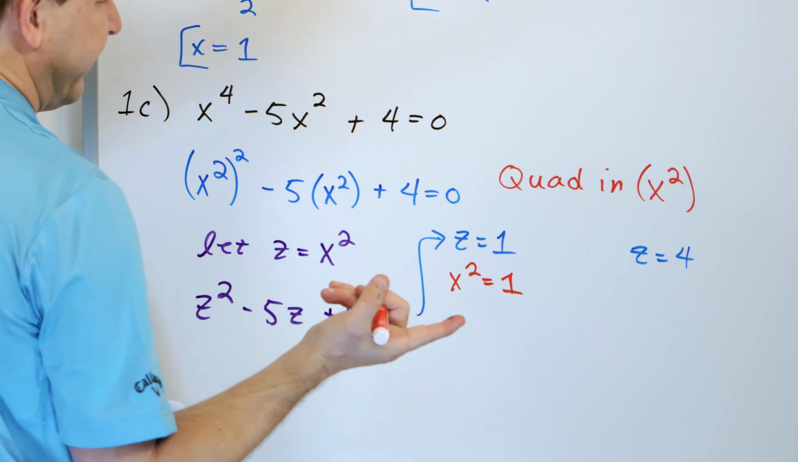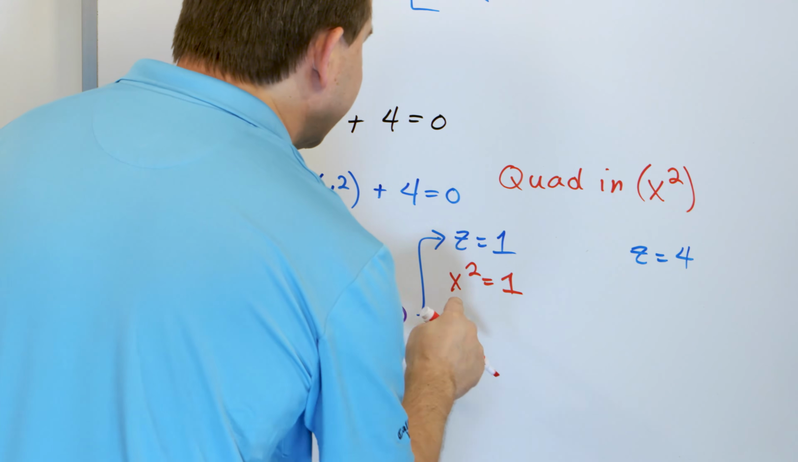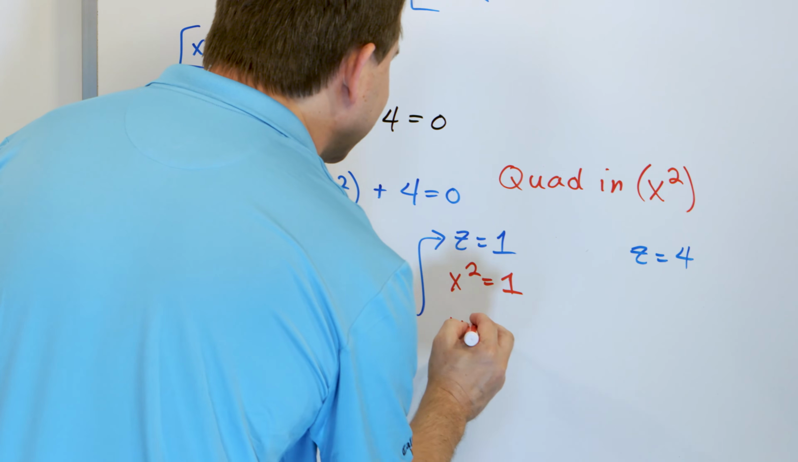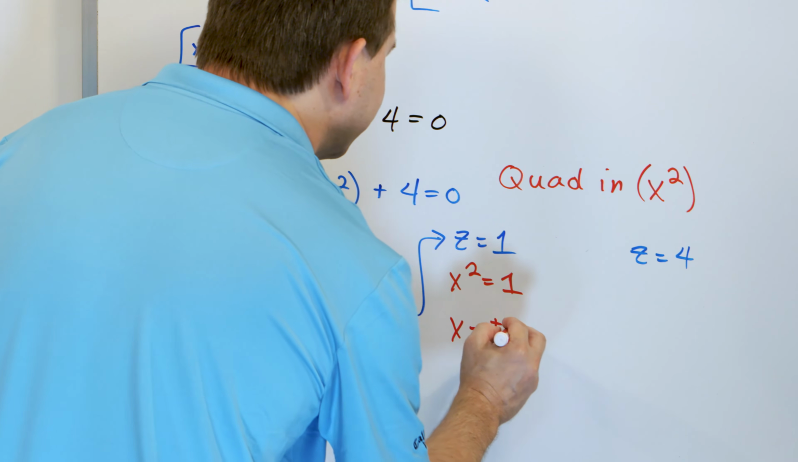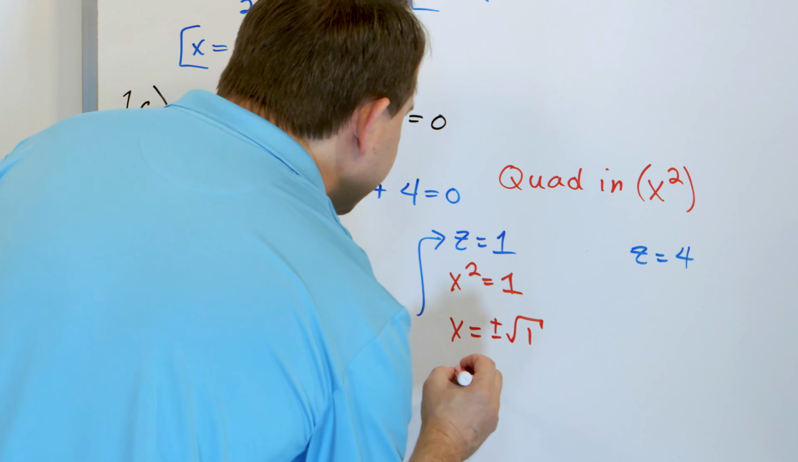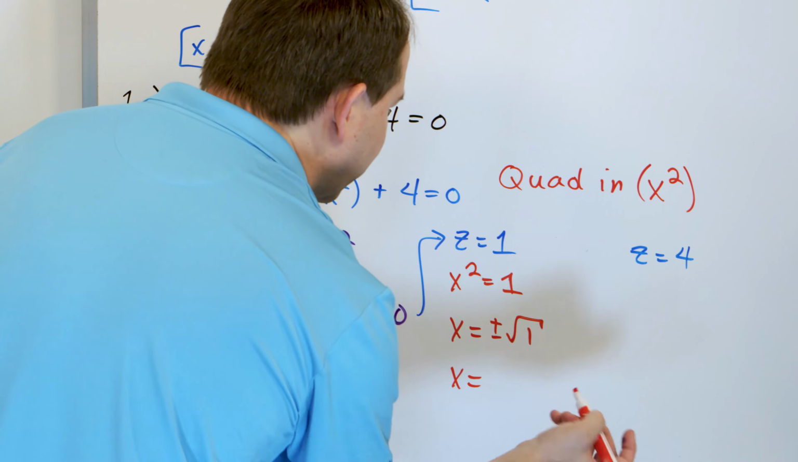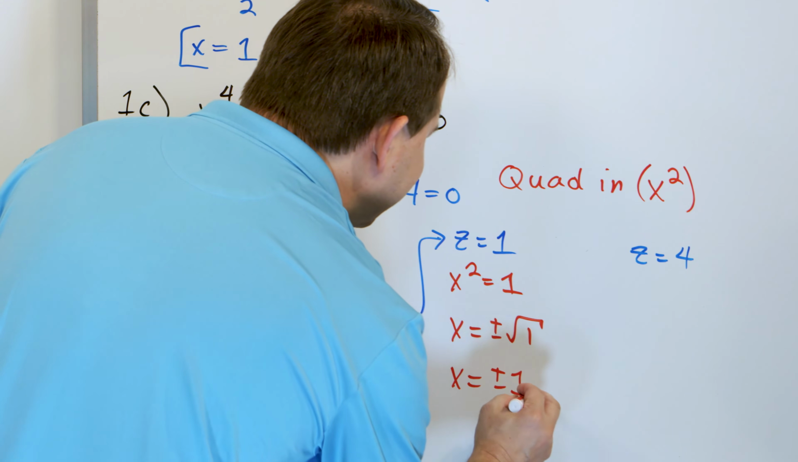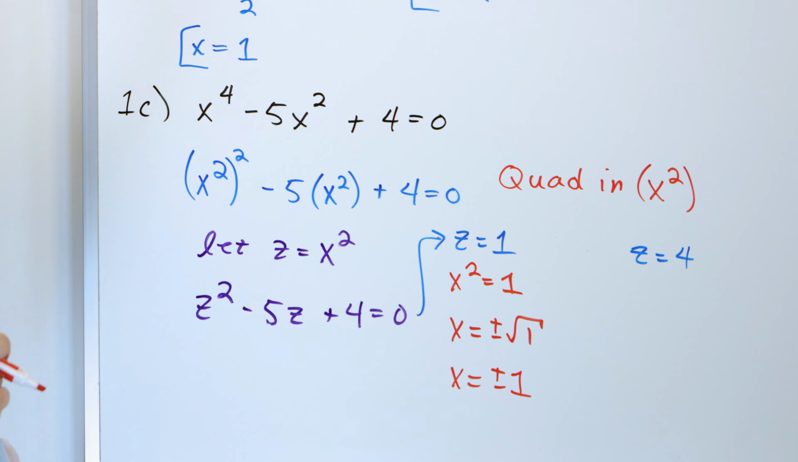Now you already know how to solve this. I take the square root of both sides. When I take the square root of both sides, I'm going to have an x on the left. I've got to insert my plus or minus and the square root of 1. So x is going to be equal to, the square root of 1 is 1, so you get plus or minus 1. That's two values, plus 1 and minus 1.